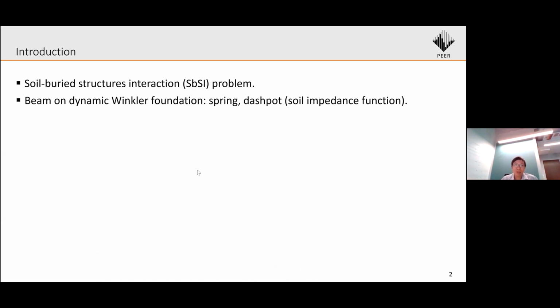So, as we all know, one of the most widely used methods to analyze the soil structure interaction problem is the beam on dynamic Winkler foundation method, in which the soil surrounding the structure is replaced by a set of springs and dashpots, aka the soil impedance functions, representing the soil reaction to the differential deformation between the soil and the structure.